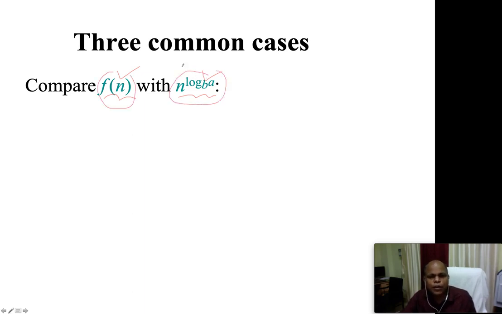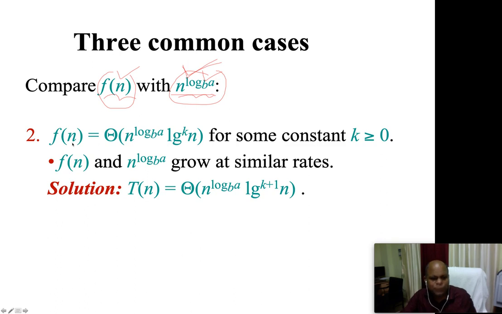Hence, the time complexity is dominated by this. And the second case: in this situation, neither Fn nor the leaf nodes dominate. That means your leaf node and your Fn are equal. In this case, everything has to be added. That means the Fn value is the same as your leaf node values.